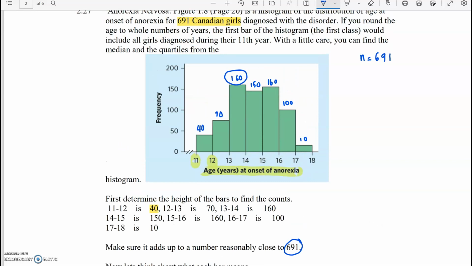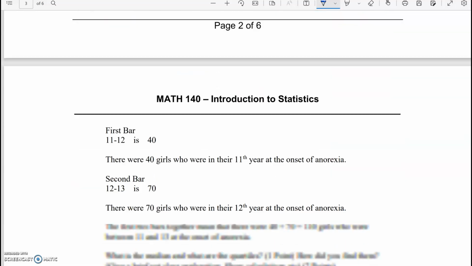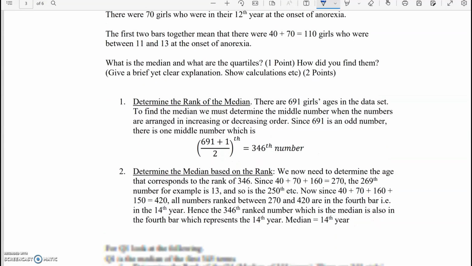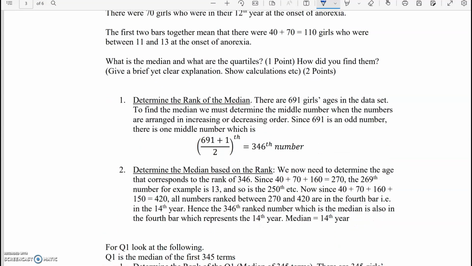So the next question is, what is the median of this data set? How do we find the median? We know that the total number of girls is 691. If we have to figure out the median, we do it in two steps. First, we figure out the rank or position of the median. The median is the middle number. Remember that 691 is an odd number, so there is one middle number. If there's an odd number of numbers in the data set, then there is one middle number.